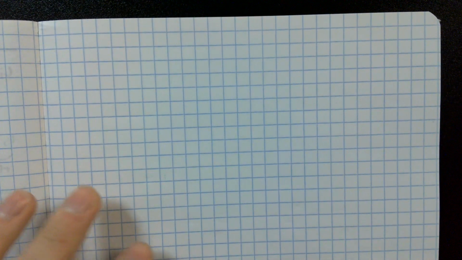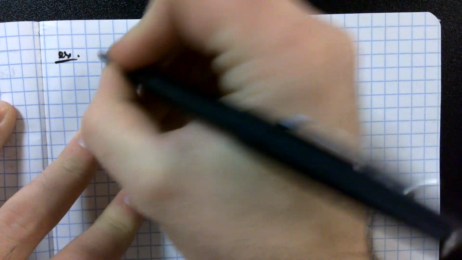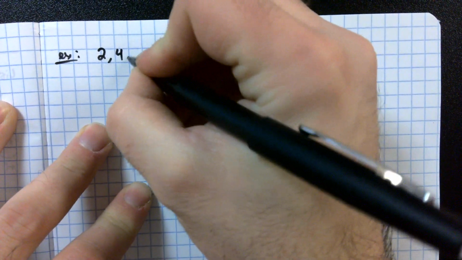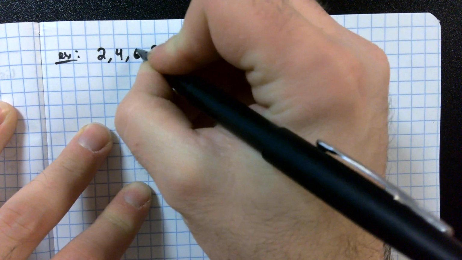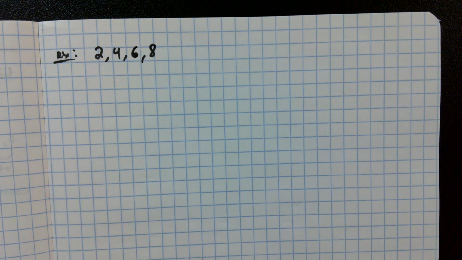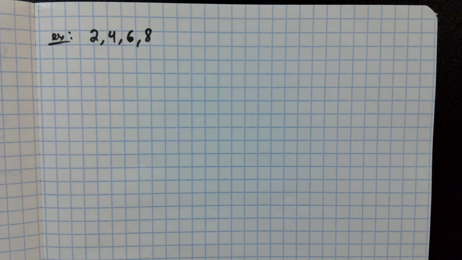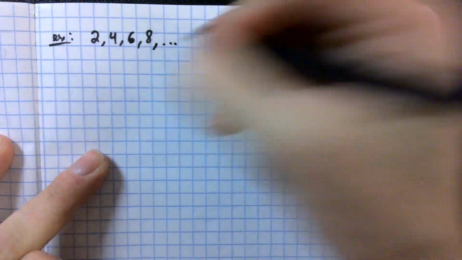Let's try another example. Let's say I've got the sequence 2, 4, 6, 8, dot, dot, dot.